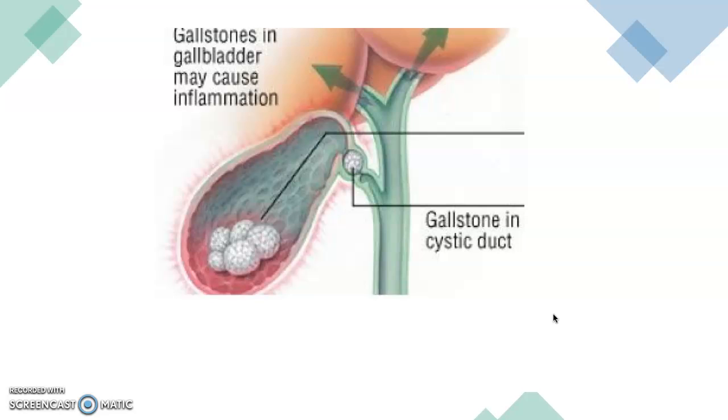In the right upper quadrant, Murphy sign, I'm sure you remember all these fun signs from assessment class, is when the patient can't take a deep breath when the examiner's fingers are passed below the hepatic margin because of pain. There may be an elevated temperature in the patient, tachycardia. They may have signs of dehydration. And if there's biliary obstruction, you may see some jaundice. The patient may be really itchy. You may see clay-colored stool, dark orange or foamy urine.